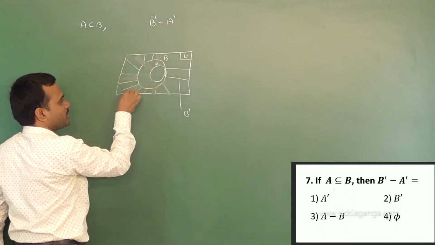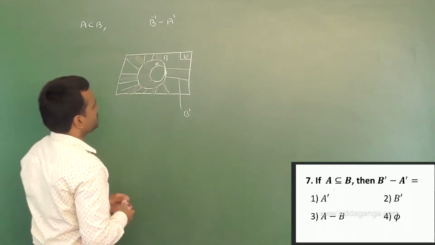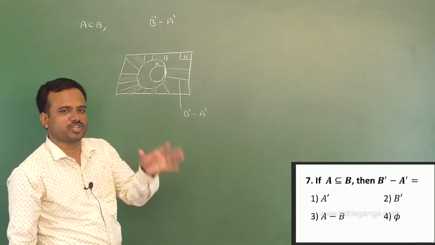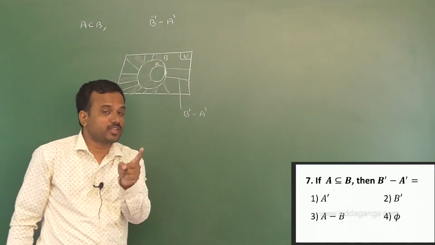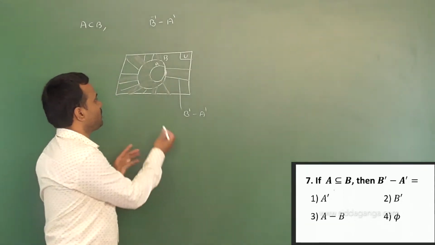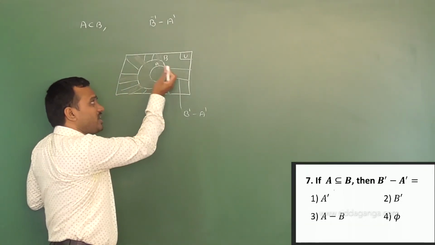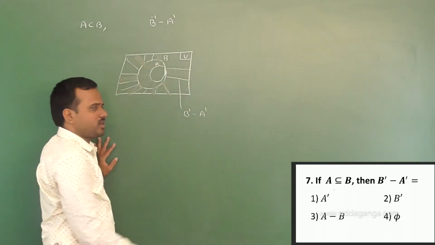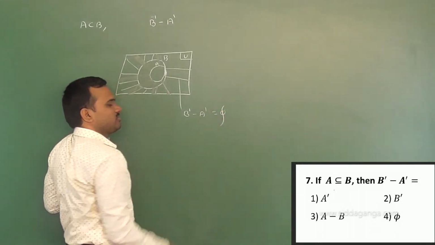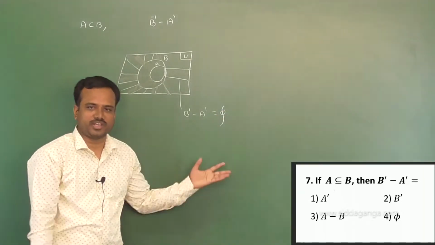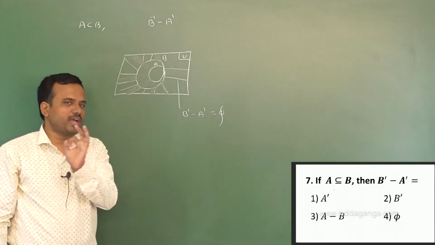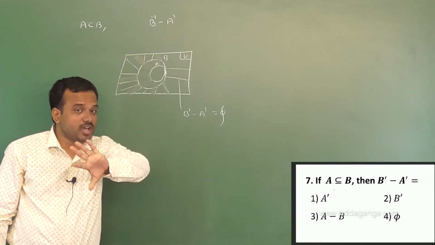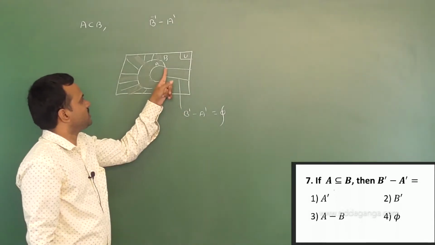This is the complete region. B dash minus A dash means the set of all elements which are present in B dash, but they are not present in A dash. No elements are there. Whatever elements are present in B dash, they are also present in A dash. Correct? By seeing the Venn diagram, it is an empty set.